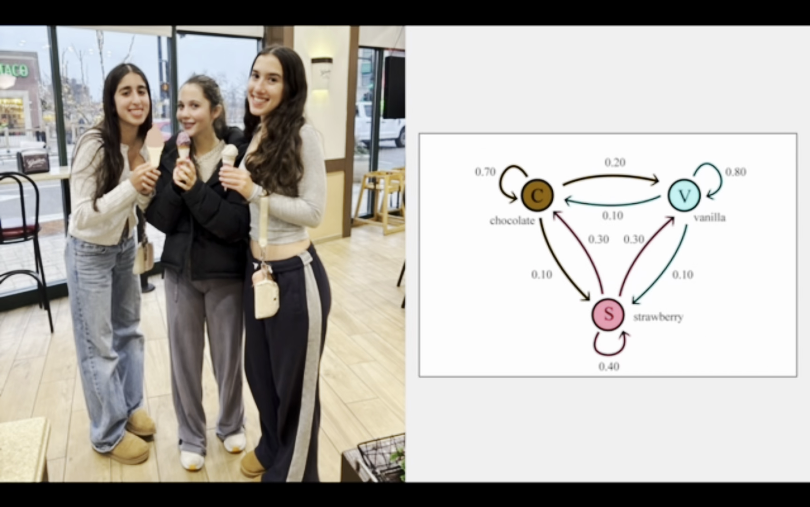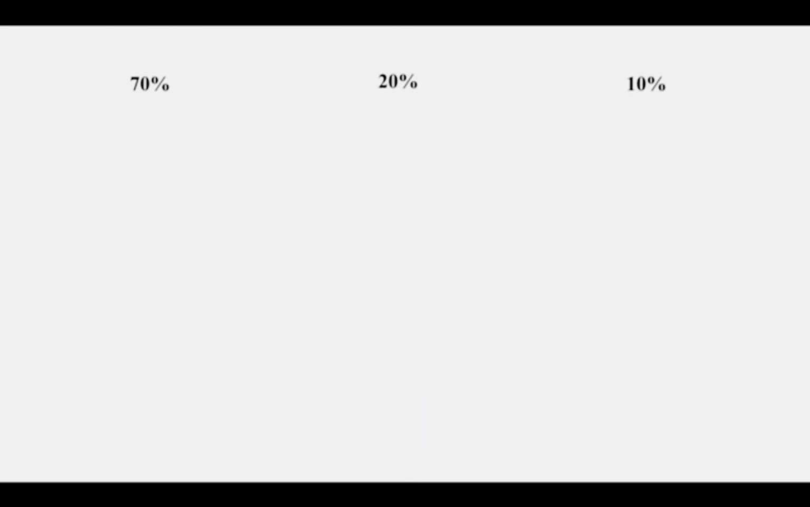Here is a Markov chain that explains the situation that we have. So Ella started with chocolate ice cream, Avia started with strawberry ice cream, and I started with vanilla ice cream. Here it shows that the chance of Ella staying with chocolate ice cream is 70%, the chance of her going to strawberry ice cream is 10%, and the chance of her going to vanilla ice cream is 20%.